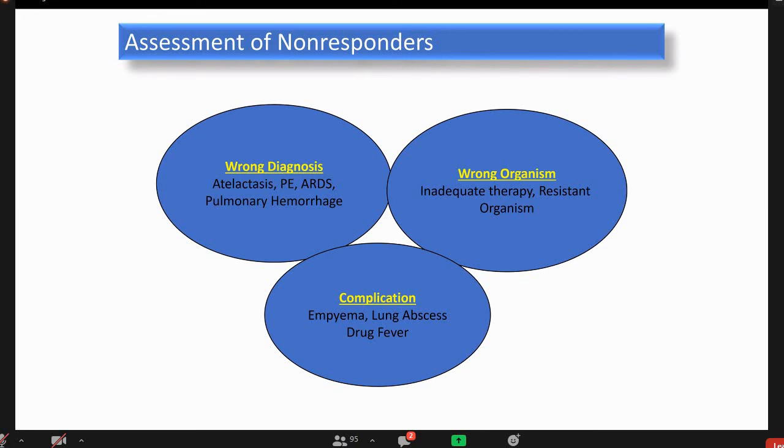Sometimes the diagnosis is right, but still the patient is not responding. Then what are the reasons? The reasons are that maybe the person is having wrong organism, inadequate therapy, or the organism is resistant. It will not respond. Or the diagnosis was right, the organism was also maybe right, but the patient has developed complication such as empyema. And you are not dealing with empyema, you are not draining the empyema, meaning pus in the pleural space in general terms. So you have to take it out, lung abscess or drug fever. So these are the few reasons when the person does not respond to the treatment. Thank you very much.